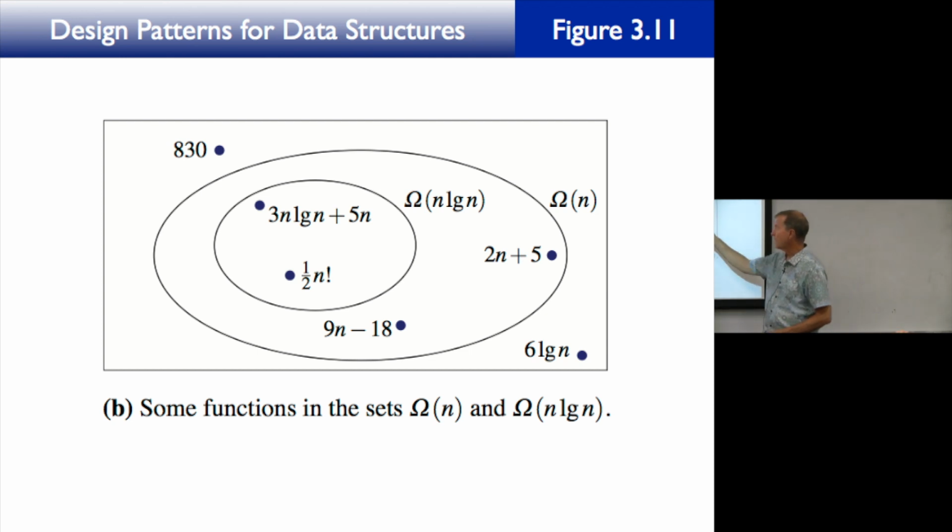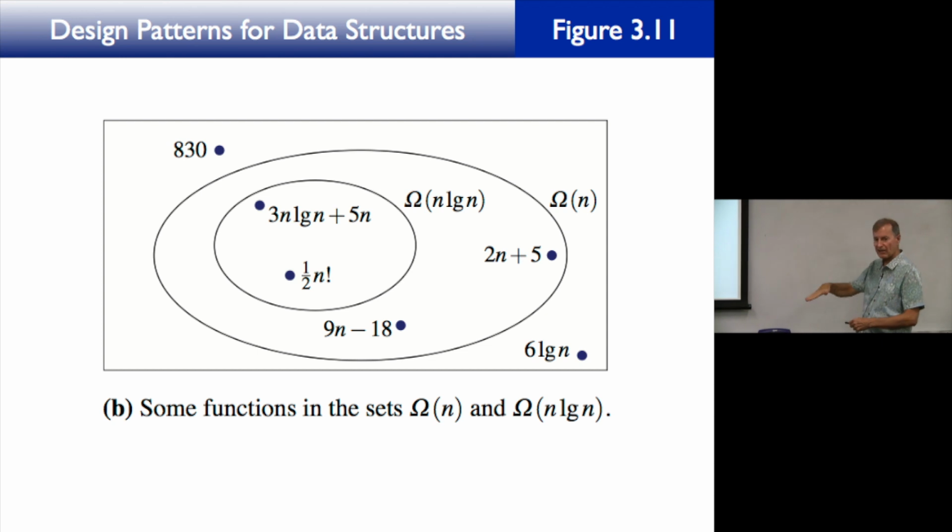But 2n plus 5 is not bounded below by n log n, but it is bounded below by n, as is 9n minus 18. But why isn't the 2n plus 5 inside the small one? Let's make sure. Why isn't this 2n plus 5 inside this smaller oval? Why not? It's not bounded below by... Because 2n plus 5, which is linear, is not bounded below by n log n.